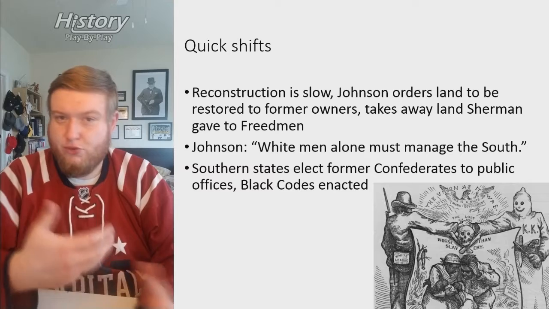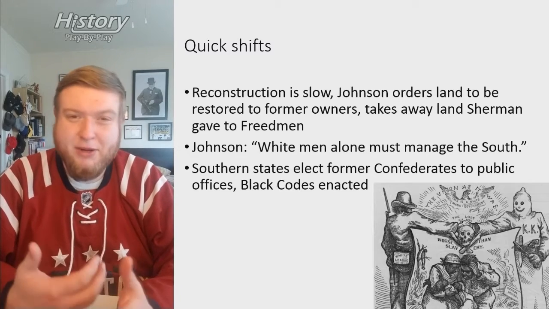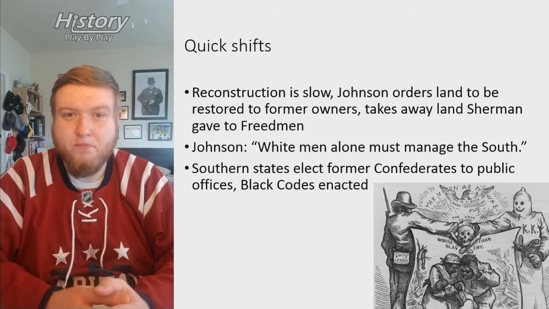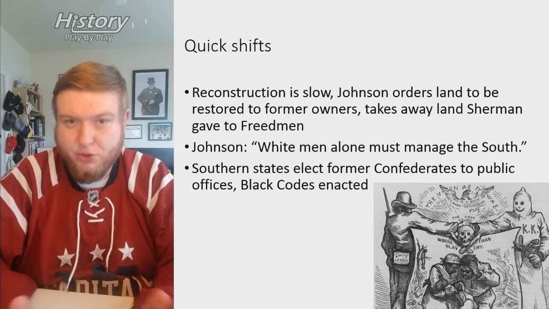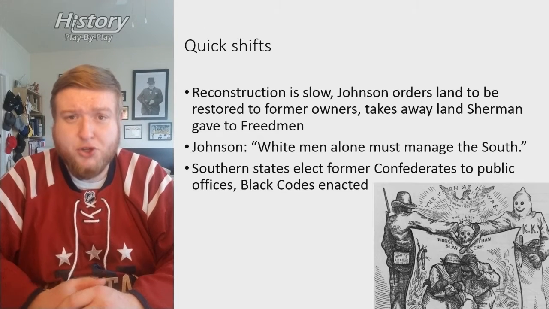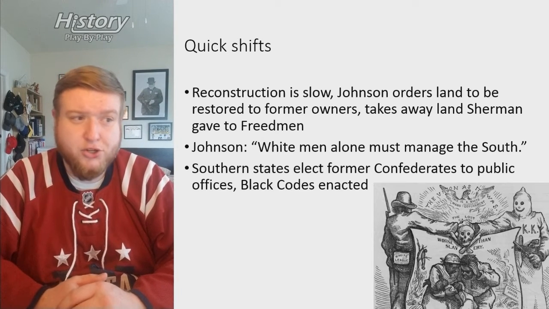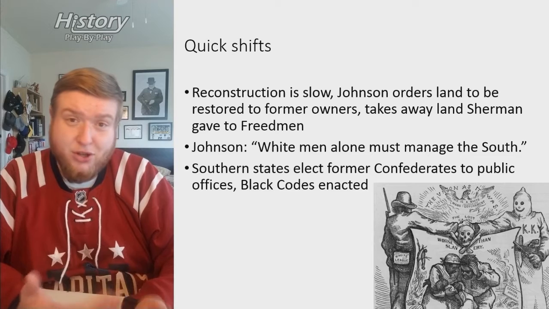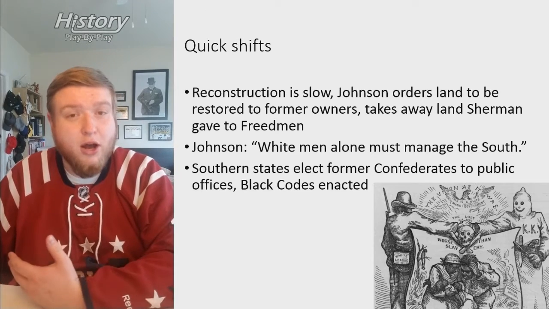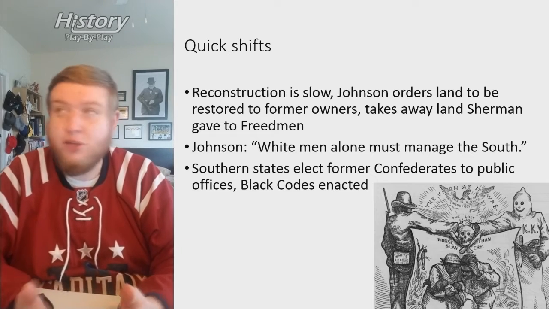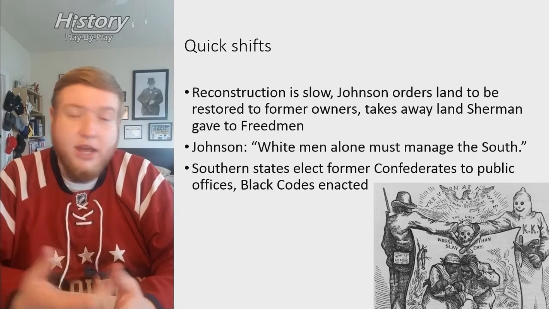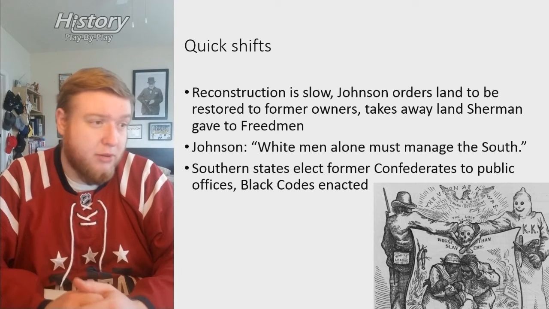A lot of quick shifts are happening, but at the same time, Reconstruction as a whole is going very slowly. The idea of 40 acres and a mule was going to be doled out largely from the land that William Tecumseh Sherman had conquered on his march to the sea. But that was all taken away, including a lot of land that had already been given out to a number of freedmen, of former slaves, who were now starting to work that land. They figured that was now theirs. That's obviously going to cause some problems.